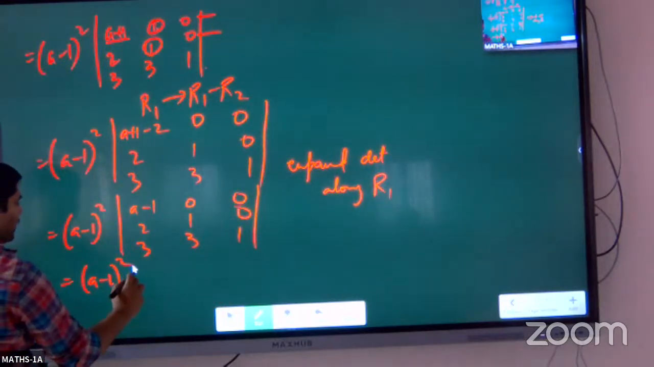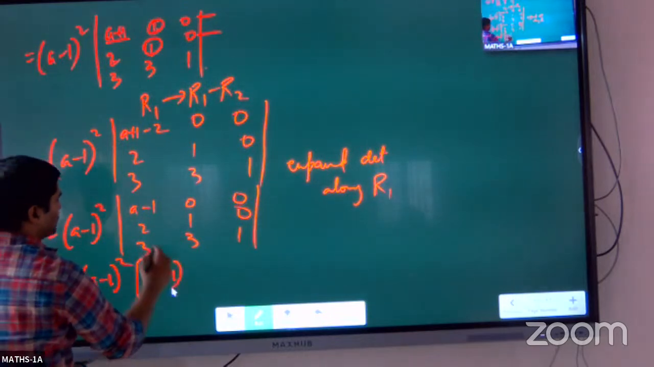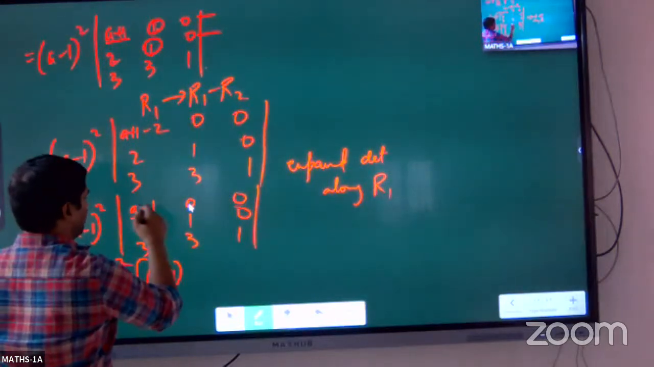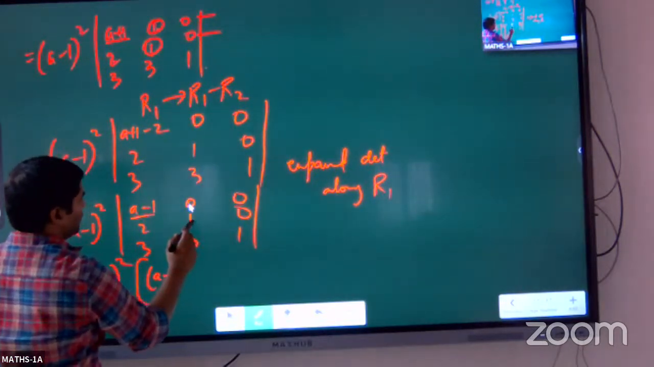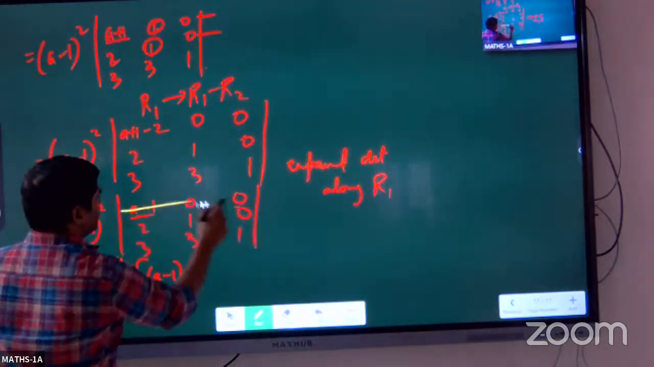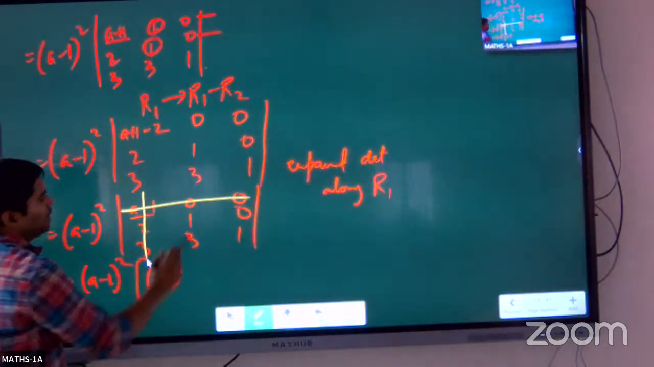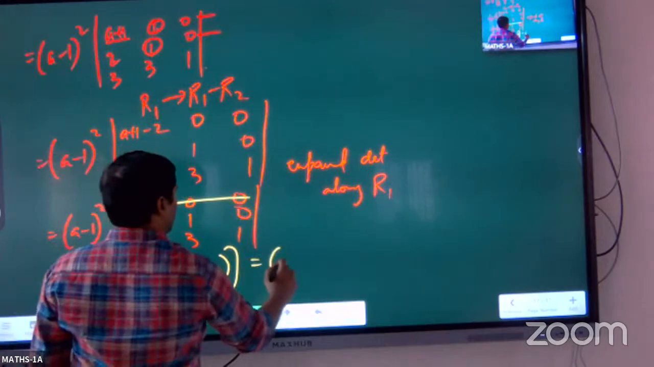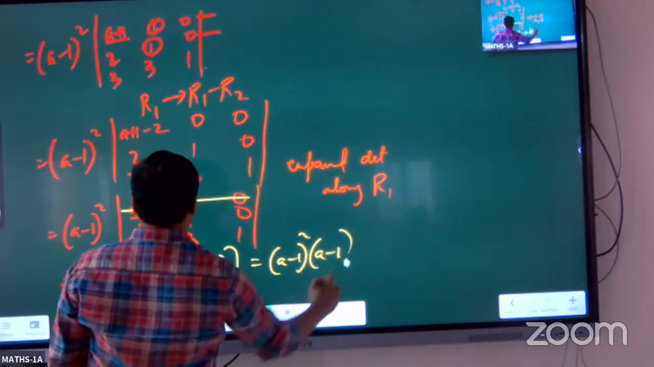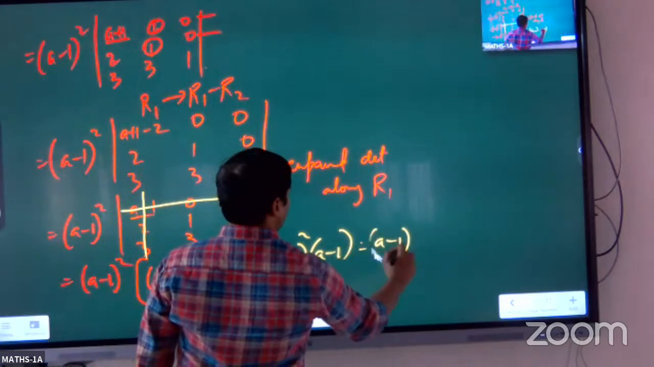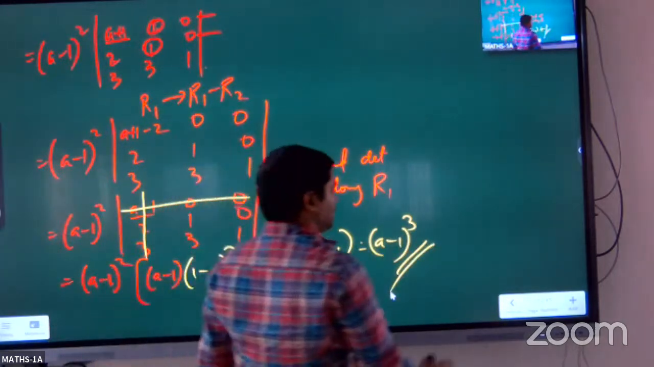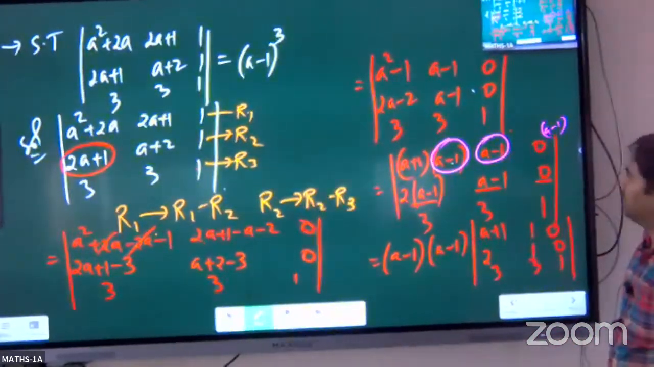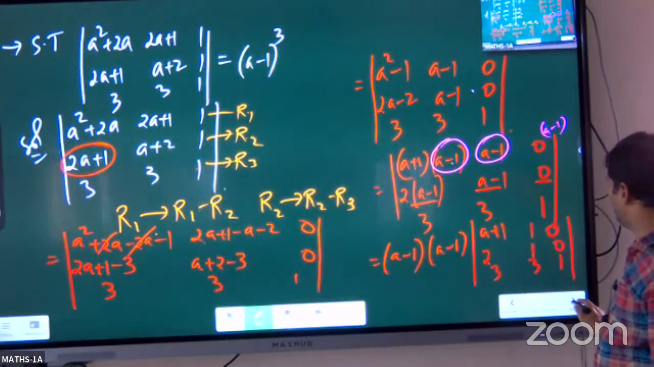A minus 1 whole square into A minus 1, right? So leave the row and column in which it is present. Once you have a look, this is the row and this is the column in which it is present, no? AD minus BC, 1 minus 3 into 0 is 0, which is nothing but A minus 1 whole square into A minus 1, which is nothing but A minus 1 whole cube. So this is also important for 4 mark. Is it clear? Yeah. So this is what it goes for 4 mark.